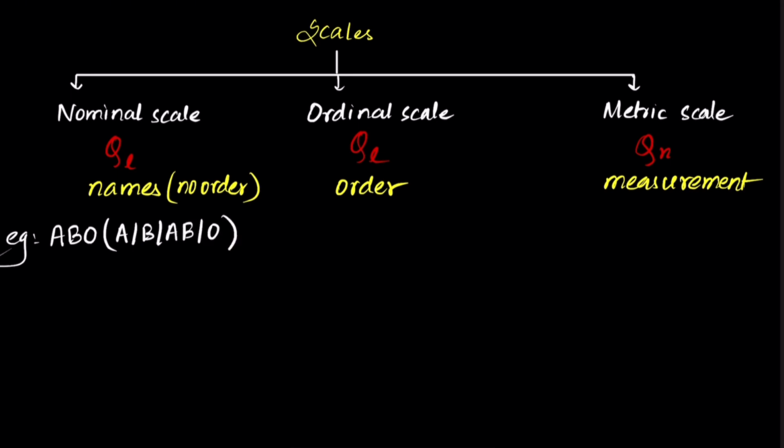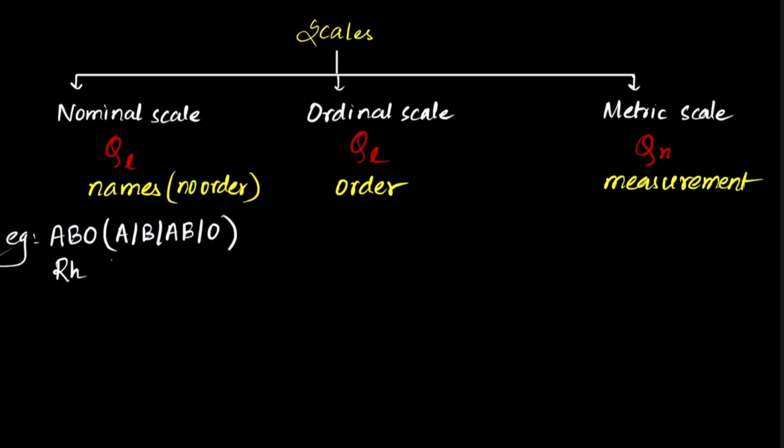So these all are your qualitative data. A blood group, B blood group, AB blood group, O blood group. They are all your qualitative data. However, these qualitative data are not present in any particular order. That is, there is no order in between these data. B is better than A, AB is better than B, O is better than AB. You can't say that. So there is no particular order.